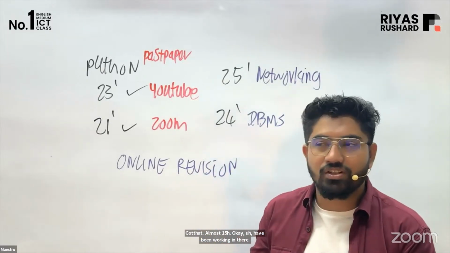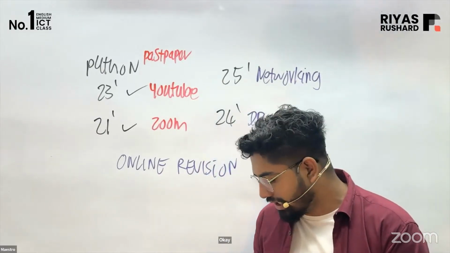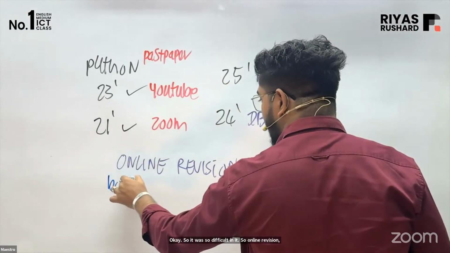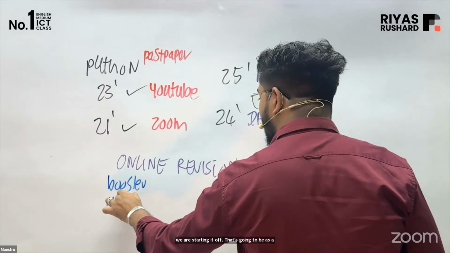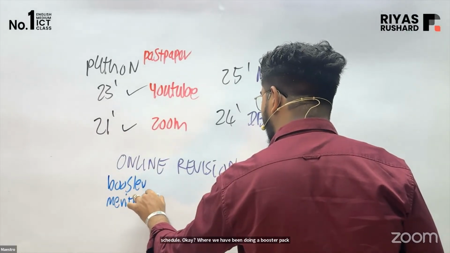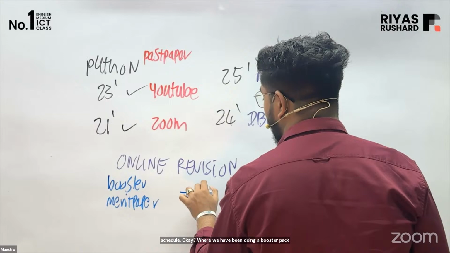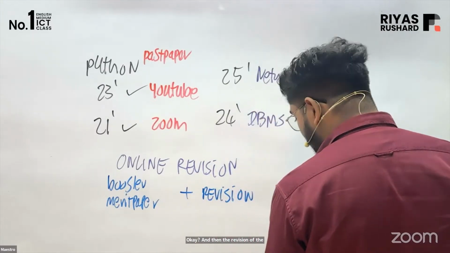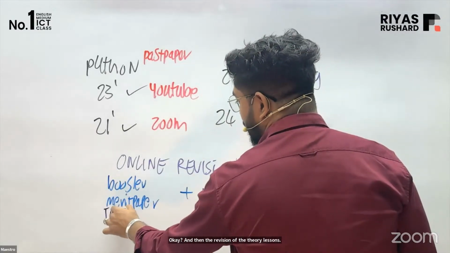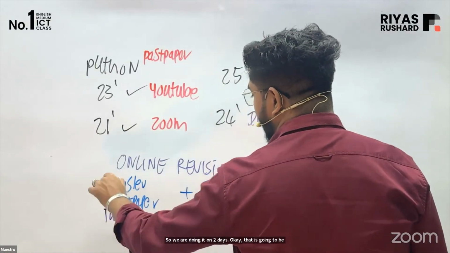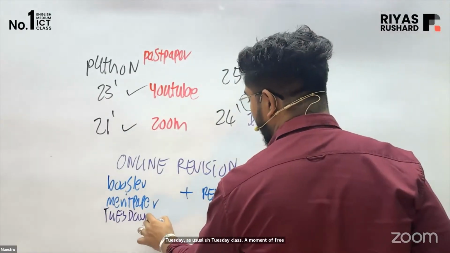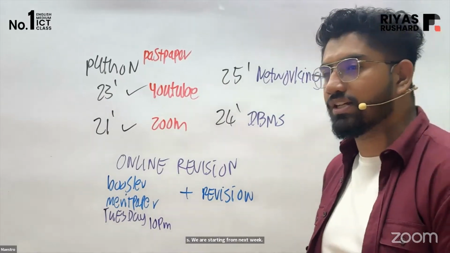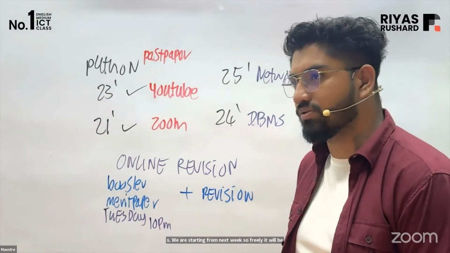So we are starting online revision. That's going to be on a schedule where we have been doing the booster pack paper discussion; we will add the merit paper discussion too. And then the revision of the theory lessons. We are doing it on 2 days. Tuesday as usual, I'm making the Tuesday class free for every student, starting from next week onwards. So it will be conducted freely. All classes are conducted through Zoom.